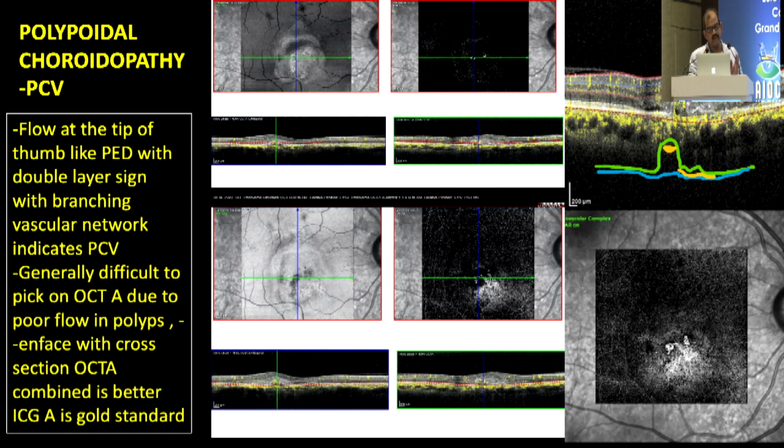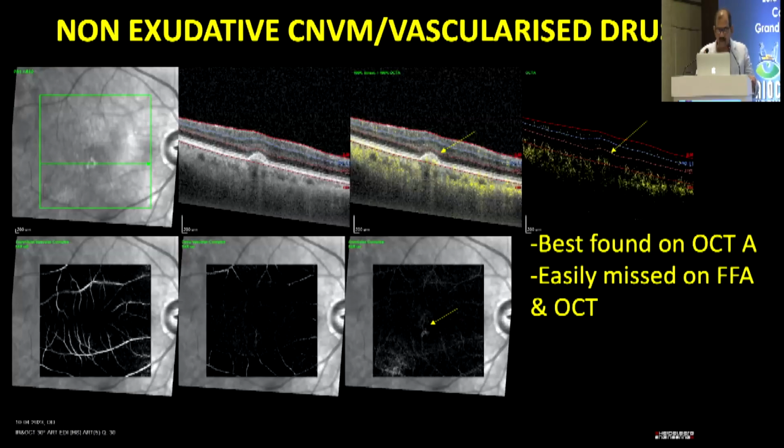But if you combine it with cross-sectional images, there are chances that you will be able to detect the features of PCV by which you can make the diagnosis. But still, ICG angiography is the gold standard. In non-exudative CNVM, this is an example of a vascularized drusen, where you can have flow within the drusen, and this can only be detected on OCT angiography.